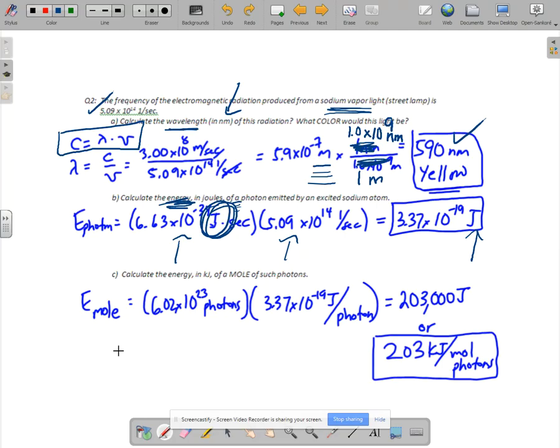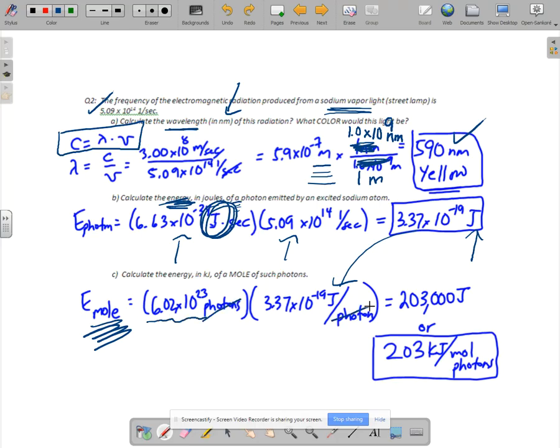All right, but here's my favorite question, because how often are you usually talking about a single photon? Not usually the case. So this is real common. Calculate the energy of a mole of such photons. So then you simply take that number that you just calculated for one photon and multiply it by 6.02 times 10 to the 23rd. Woo! It's always fun when you get to use a mole.